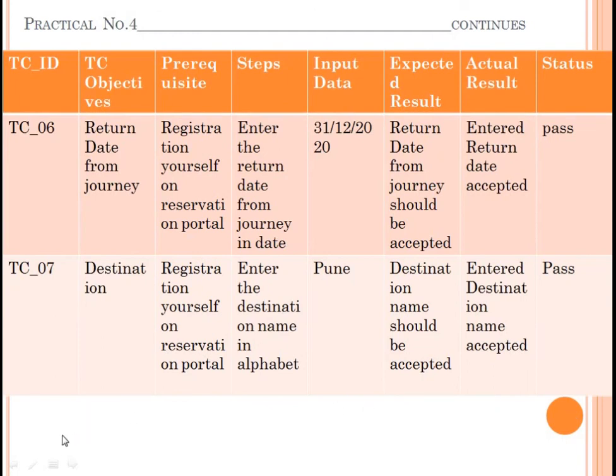Next is the cancel button, that is, the TC objective is the cancel button. The prerequisite is to register yourself on the reservation portal. The step is to click on the cancel button. The input data is that a click event occurs. The expected result is that the page should remain on the same reservation portal page. If it remains on the same page, then the status is pass, otherwise the status is fail.